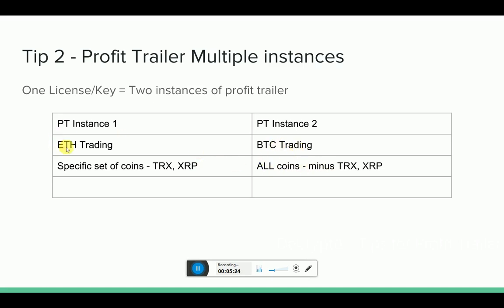For example, right now I have more coins set up for ETH trading, but for this example, I'm just taking these two. So over here, if I'm setting up ETH trading with Tron and Ripple, then I make sure that the BTC trading instance does not trade with those two coins, and I use all coins for BTC minus Tron and Ripple.